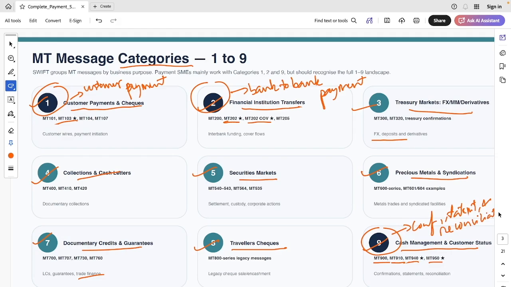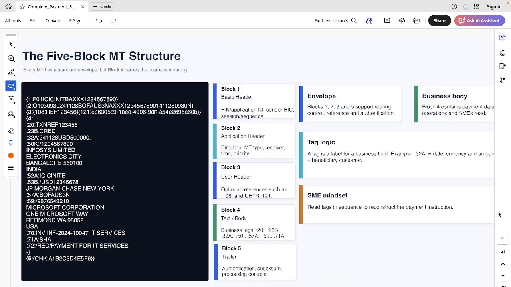So once we know the category, the next step is to understand the structure inside an MT message. Every Swift MT message is wrapped inside a 5 block structure. Think of an MT message like a courier package. You know the courier package, right?